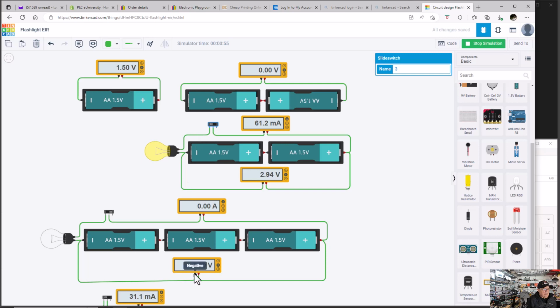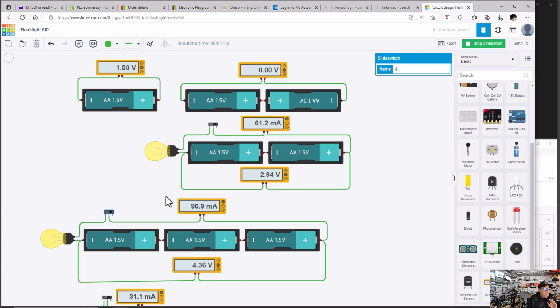Just like down here, you've got 4.5 volts until you flip the switch on, and now you've got 4.36. So this should give you a pretty good jump on voltages added in series or added in parallel.